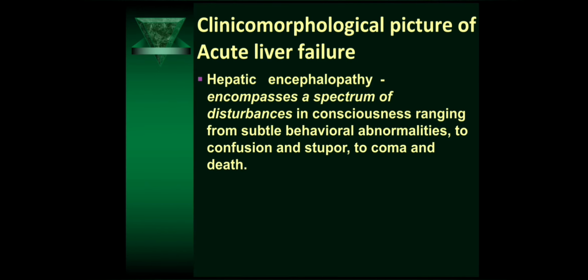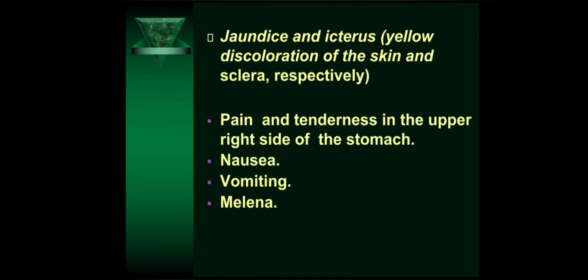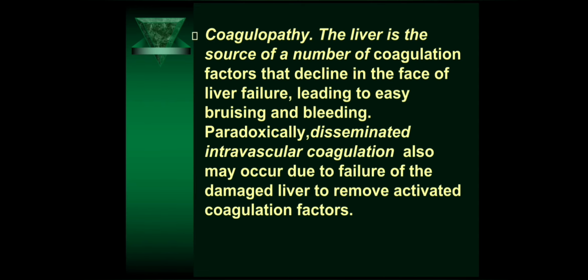The clinico-morphological picture of acute liver failure includes hepatic encephalopathy. This encompasses a spectrum of disturbances in consciousness ranging from subtle behavioral abnormalities to confusion and stupor to coma and death. Jaundice and icterus can also occur, which is yellowish discoloration of the skin and sclera respectively. Pain and tenderness in the upper right side of the stomach, nausea, vomiting, melena are also not uncommon.